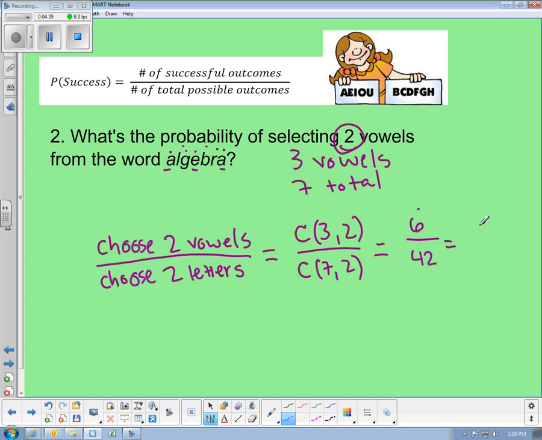That reduces down to 1/7, which is also the same thing as 0.14 as a decimal. Giving me a decimal answer is perfectly fine. You don't have to give me the reduced fraction. But these are the 2 numbers that you should have gotten when you typed that into your calculator. So the combinations of how many things you want and the combinations of how many total options there are. That's what we had to look at there.